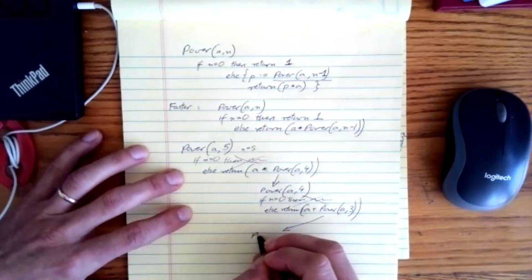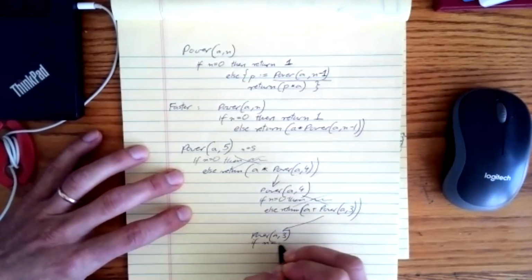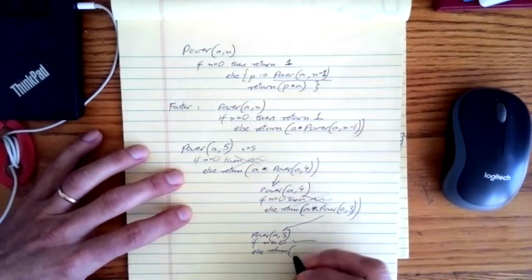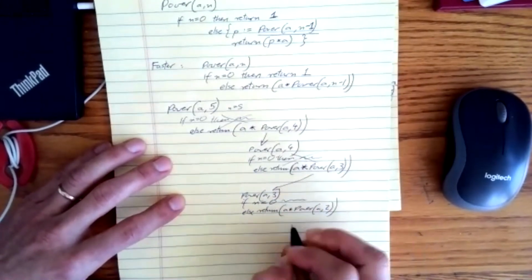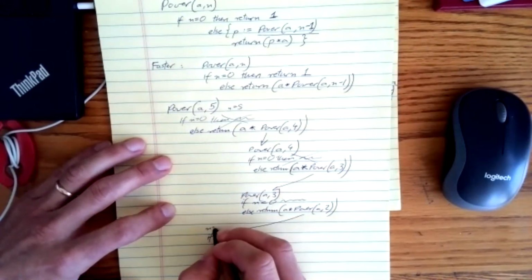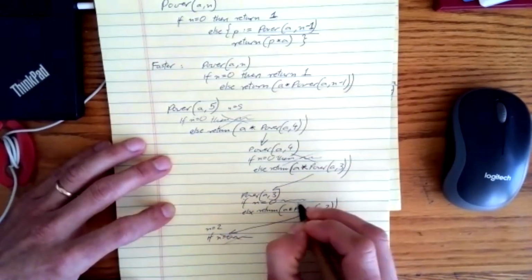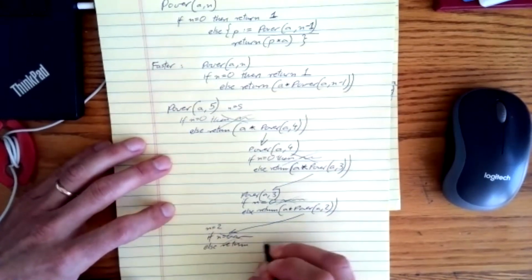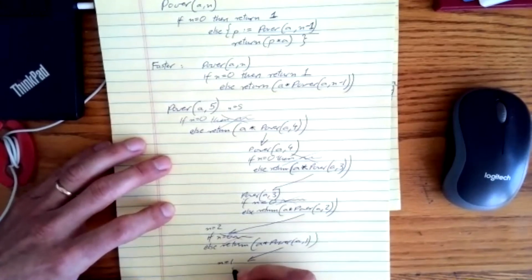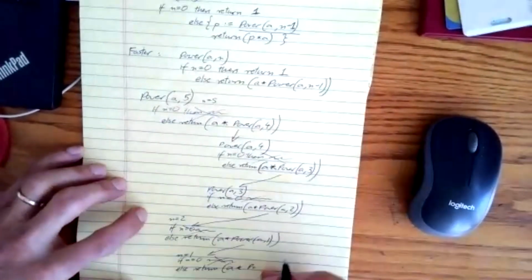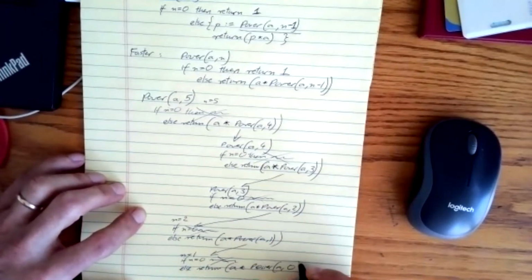That generates a recursive call to power a 3. If n is 0 I ignore, else return a times power a 2. Here n is 2. If n is 0 again I ignore, else return a times power a 1. So that will make the call on a 1. If n equals 0, I don't care, else return a times power a 0.